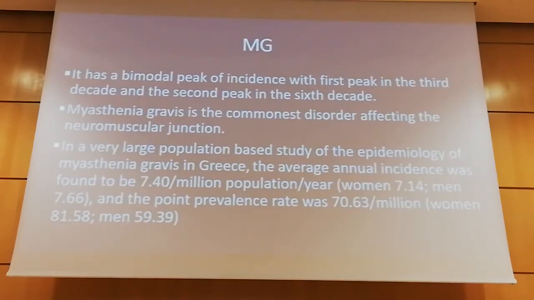All right, so again, you see a bimodal peak of incidence, with the first peak in the third decade and the second peak in the second decade of life. And it is the most common disorder affecting the neuromuscular junction. They did a study in Greece. They found that the incidence is about 7.4 per million on an annual basis, and that the point prevalence at one point in time was 70 on average between males and females.